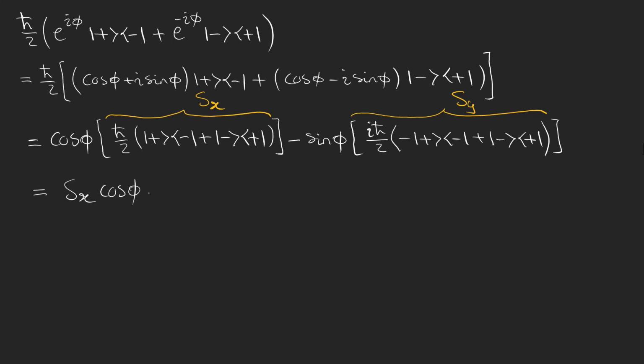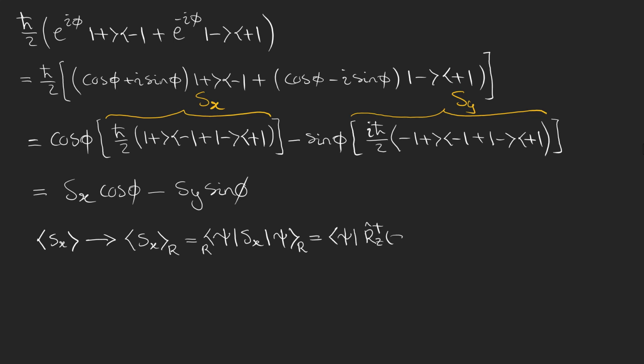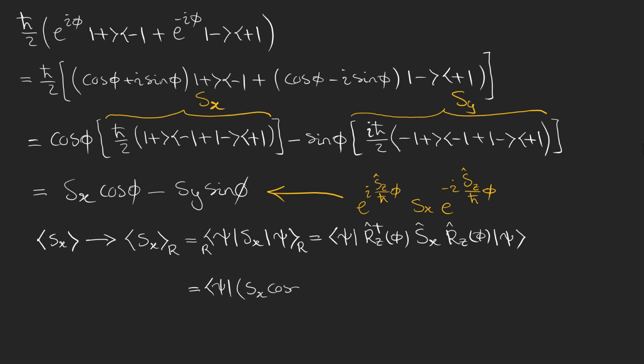So we can write it as Sx times cosine of phi minus Sy times sine of phi. Now that we have the desired operator in terms of some familiar expressions, let's see how Sx transforms under a finite rotation about the z-axis. We started with this one and found this. So the expectation value of Sx after rotation of the state of the system looks like this.